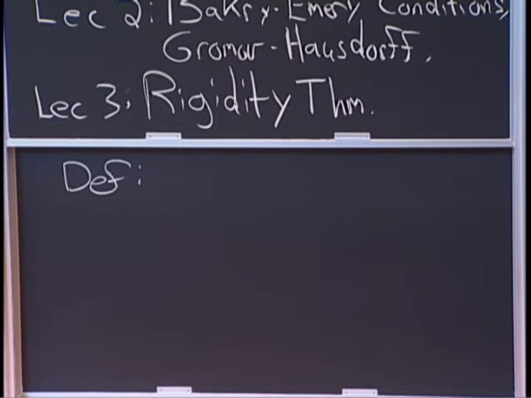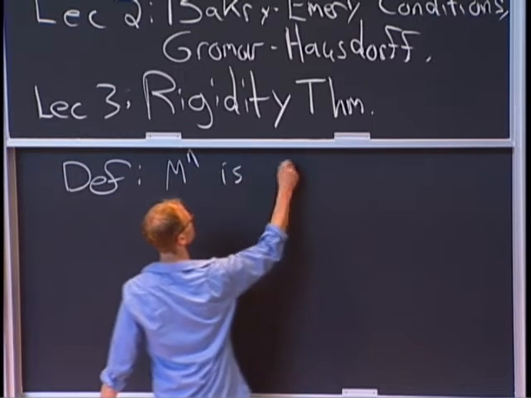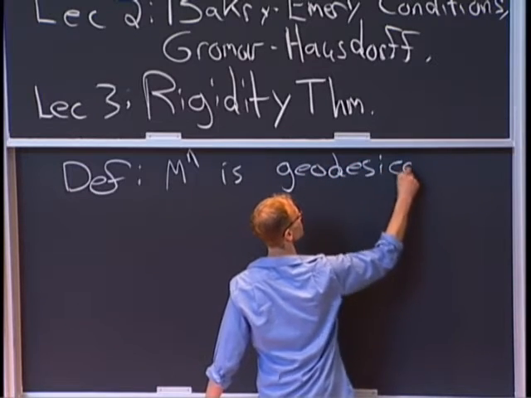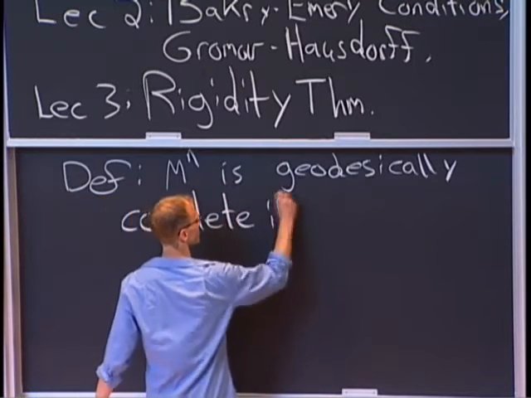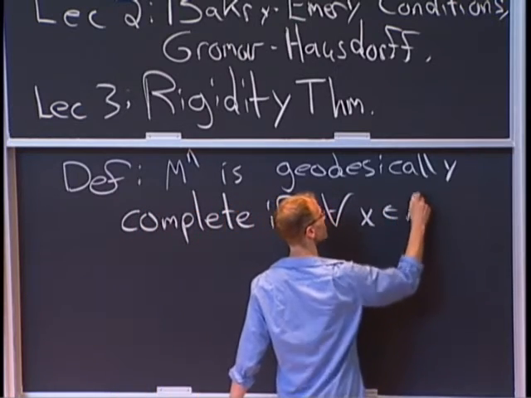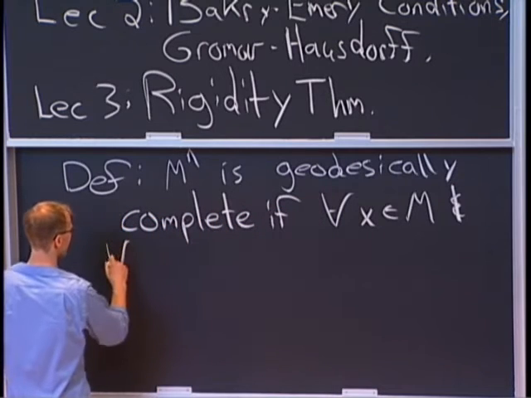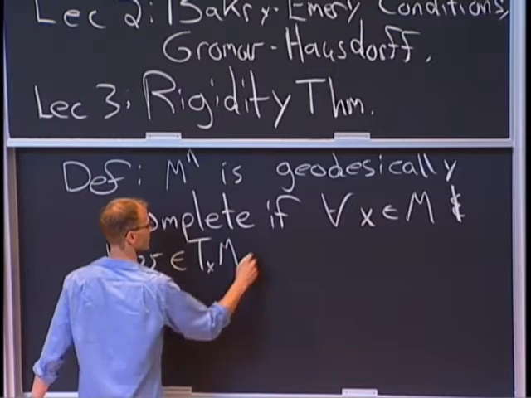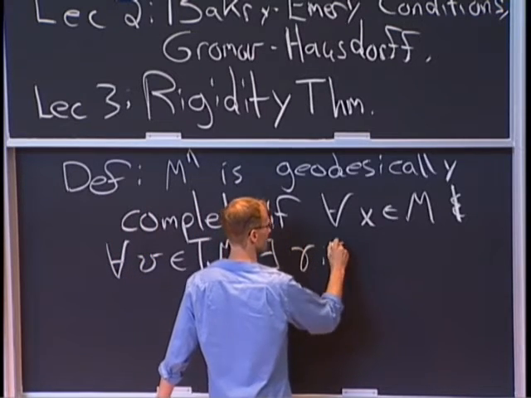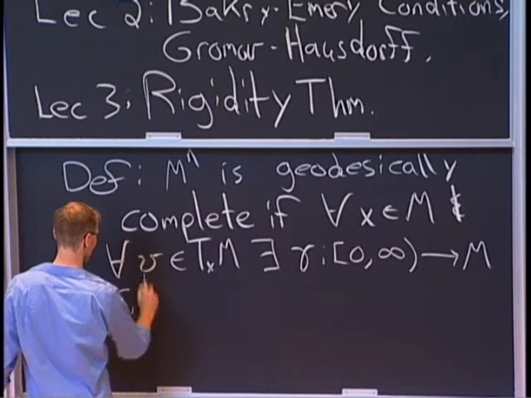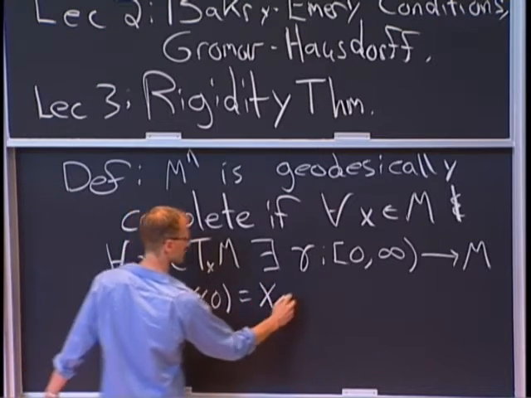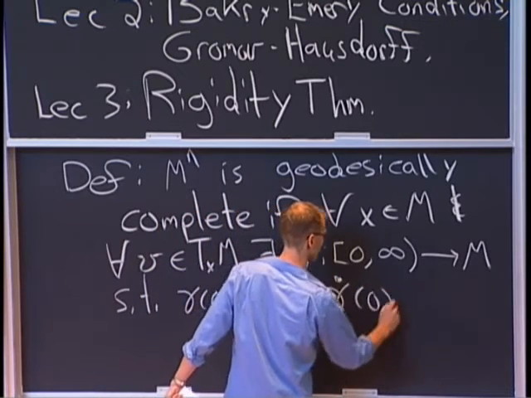So let's give it a basic definition here. So we want to call a Riemannian manifold complete, or geodesically complete, if for every point x in M and every tangent vector v at that point, there exists a geodesic from 0 to infinity into M, such that it starts at x and moves initially in the direction of v.